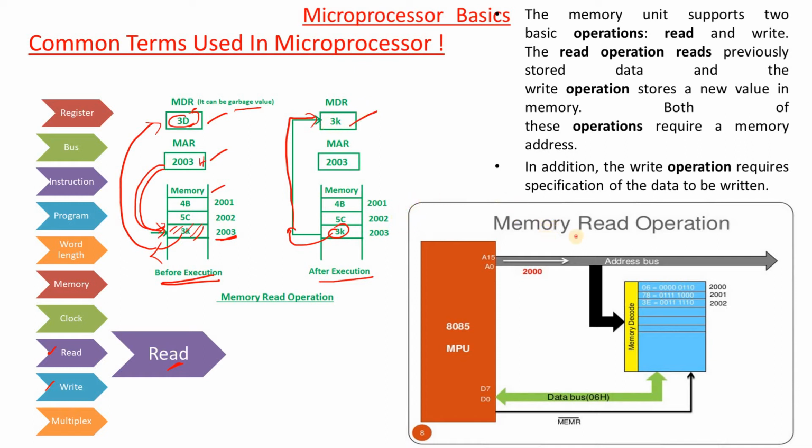Same representation here, memory read operation, but here we show the buses, for either the 8086 or 8085 microprocessor. Initially it generates some address. That address is 2000.